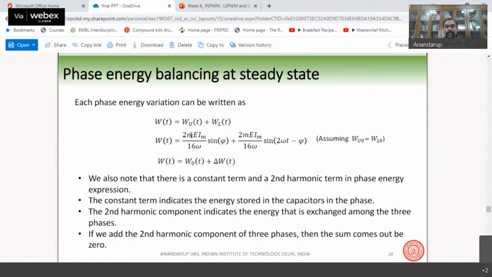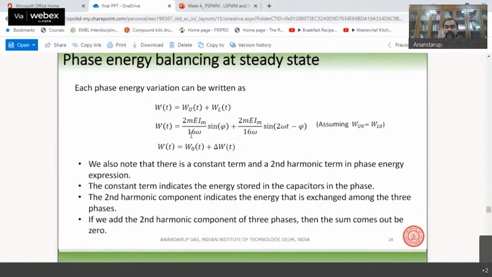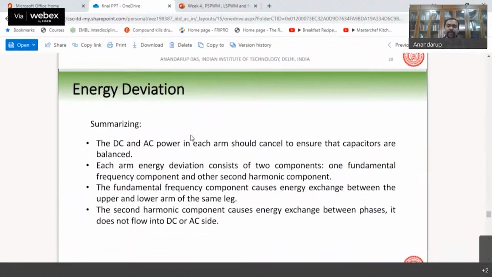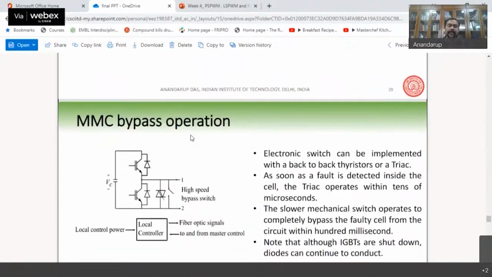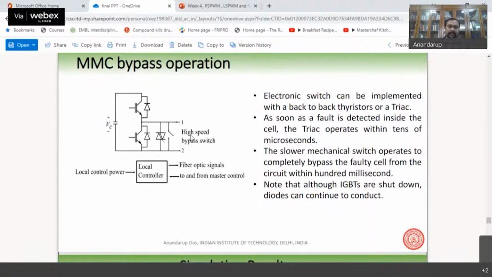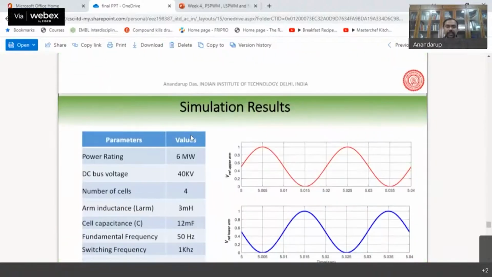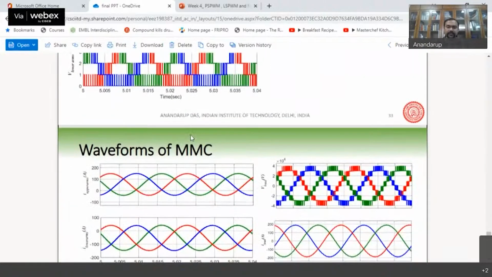And also there is a second harmonic term. The second harmonic term indicates that the energy is getting exchanged among the three phases inside the converter, because if you add the second harmonic components, the sum again comes out to be 0. That means inside the converter a second harmonic flows, but it never goes to the AC side, nor to the DC side. So this is something very peculiar for MMC. And the MMC bypass operation is also there with the triac and a high bypass switch. And these are some of the simulation results which we have shown.